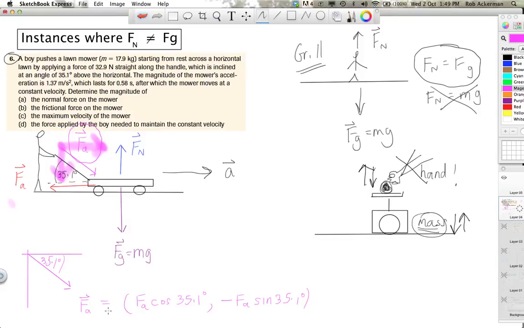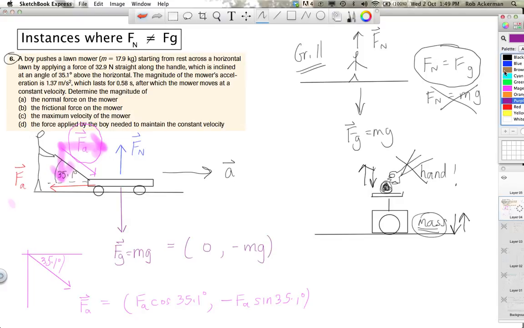This is a big help for this problem. I'll see if you can figure out how to use it. As you know, the bell just went, so I got to get to my next class. But just a few other things to help you. FG is down, so that's going to be 0 in the x direction, but negative mg in the y direction.